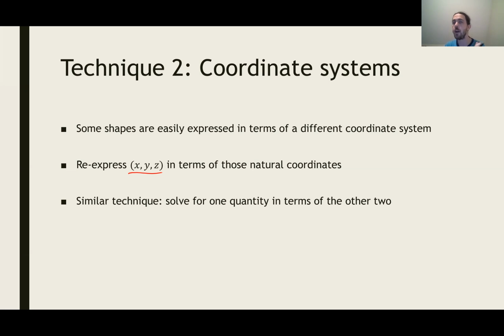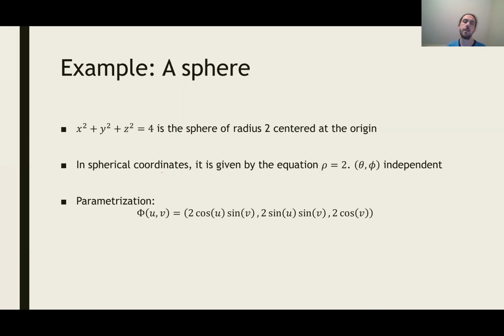We try and say, okay, how can I find one of my new coordinates as being a function of the other two, and use that to parameterize my whole shape by plugging back in for X, Y, and Z. So it's a little bit easier to do if we do an example, so let's do that.